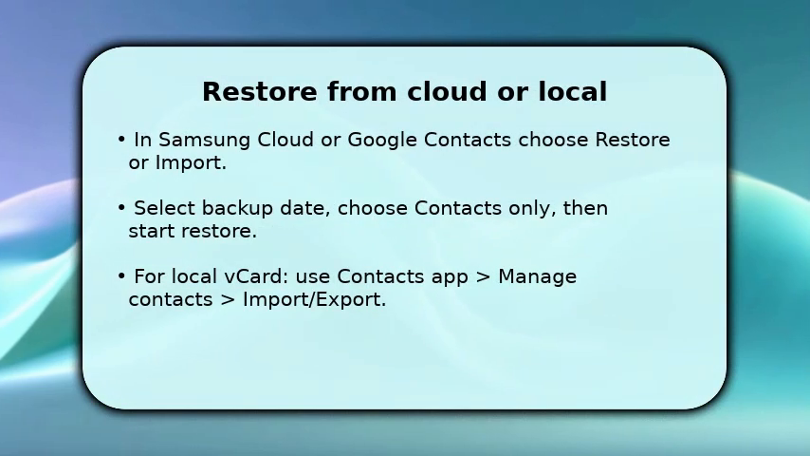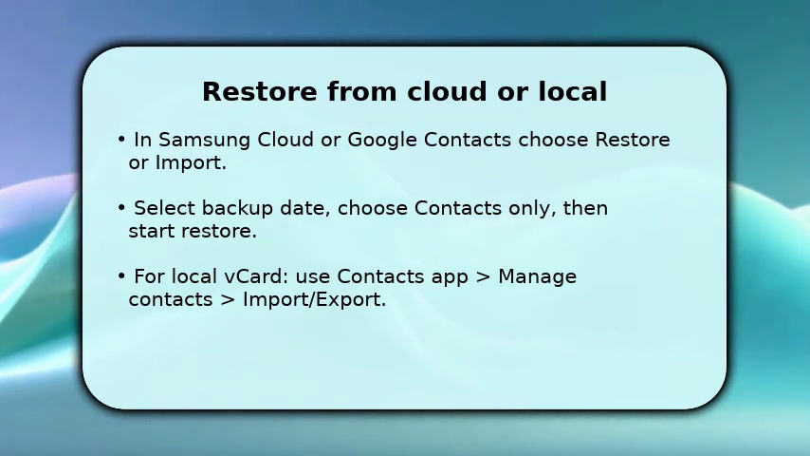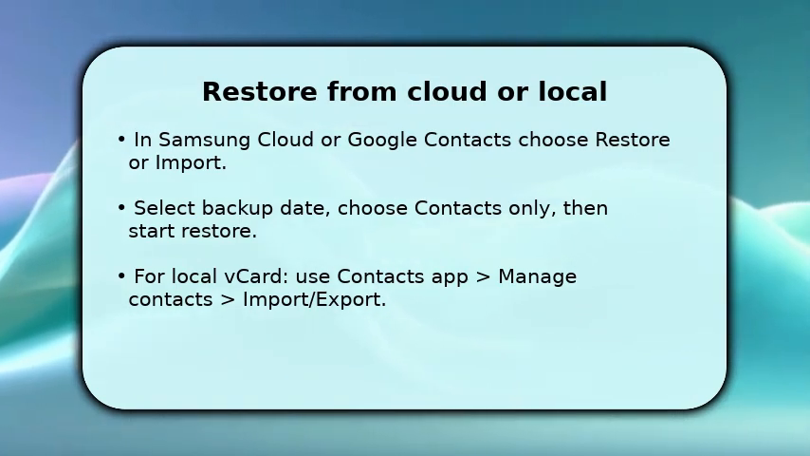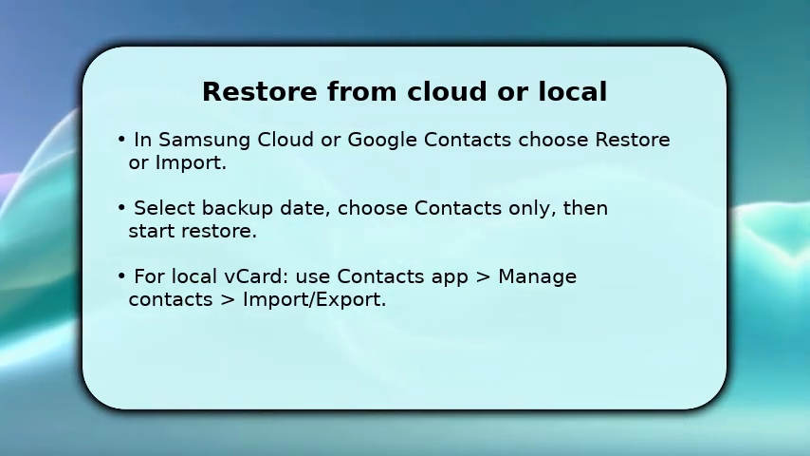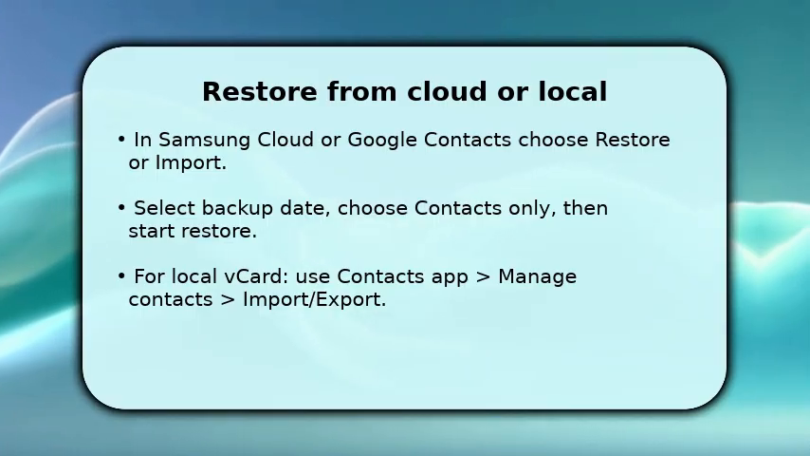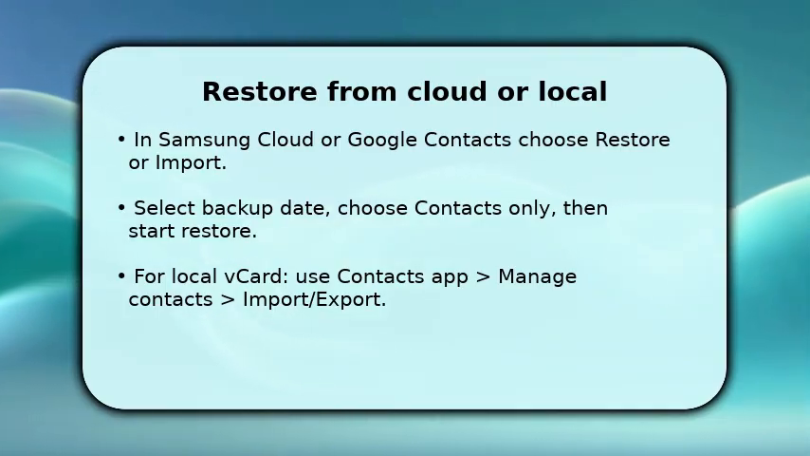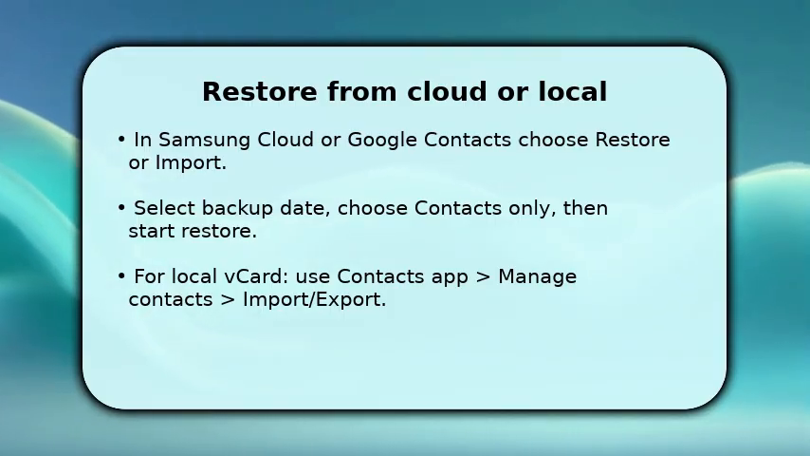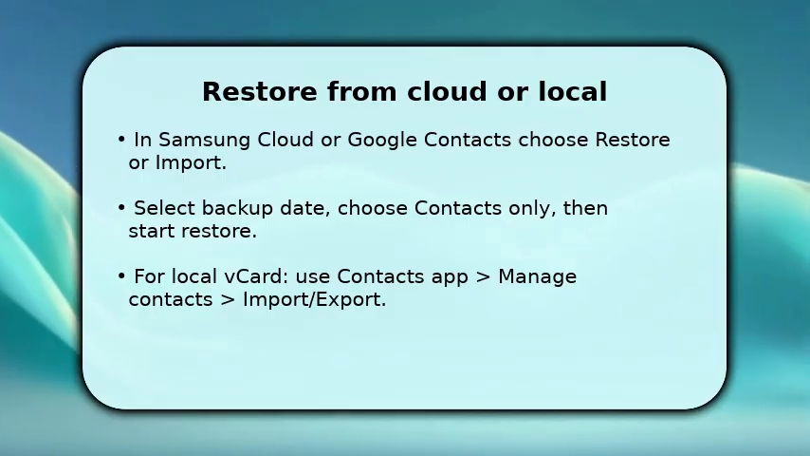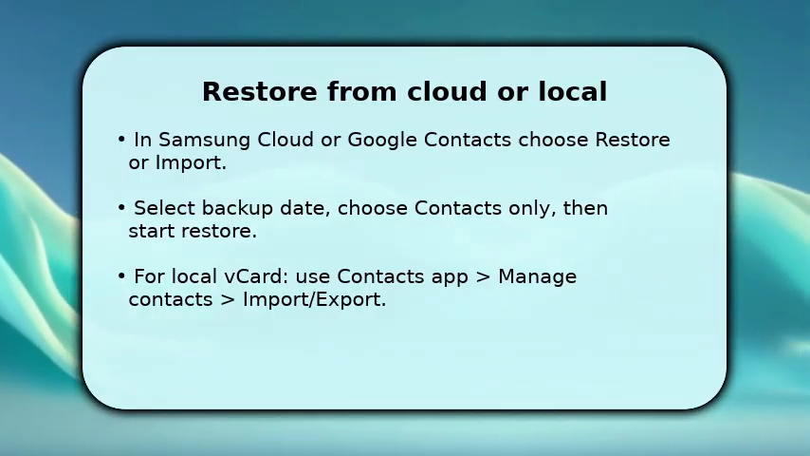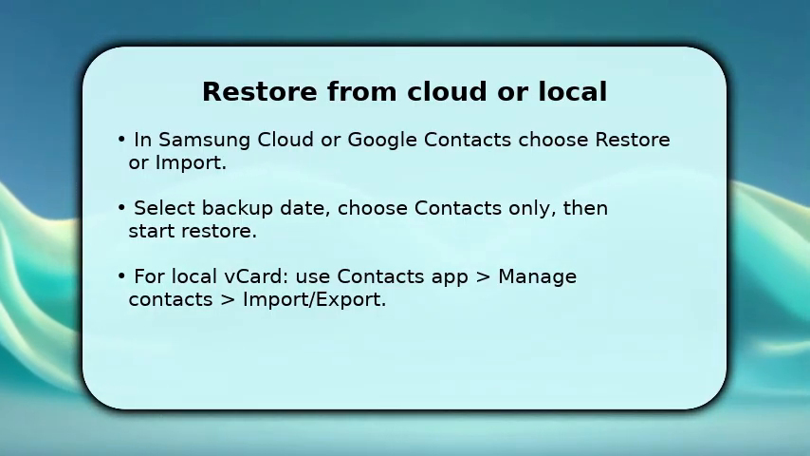You now perform the restore. In Samsung Cloud, tap Restore Data and pick Contacts, then choose the backup date and tap Restore. Google Contacts uses Restore from menu with a 30-day limit. If you exported a vCard, VCF, open Contacts, go to Manage Contacts, then Import/Export and select the VCF file from internal storage. Make sure you target the correct account to avoid mixing lists. Wait until the process finishes and check for missing entries.